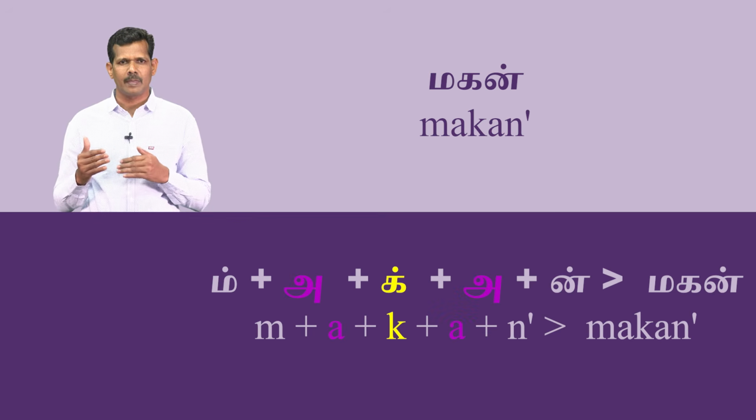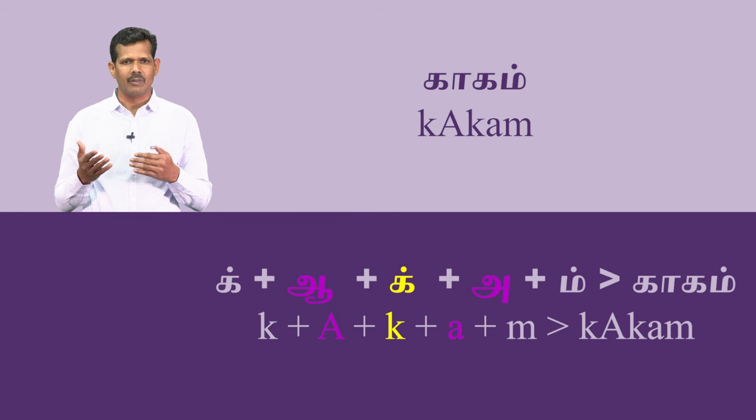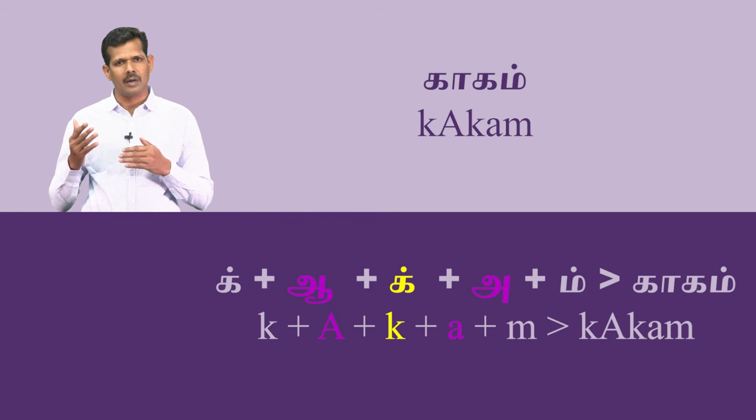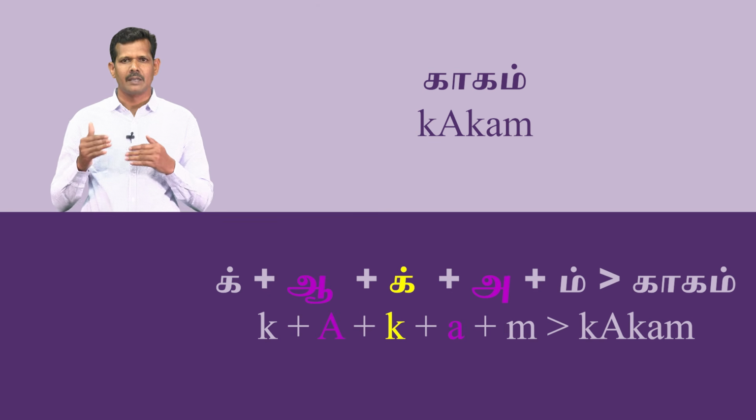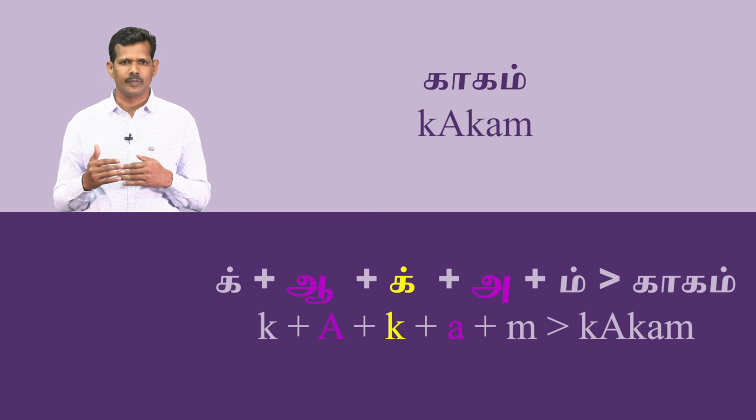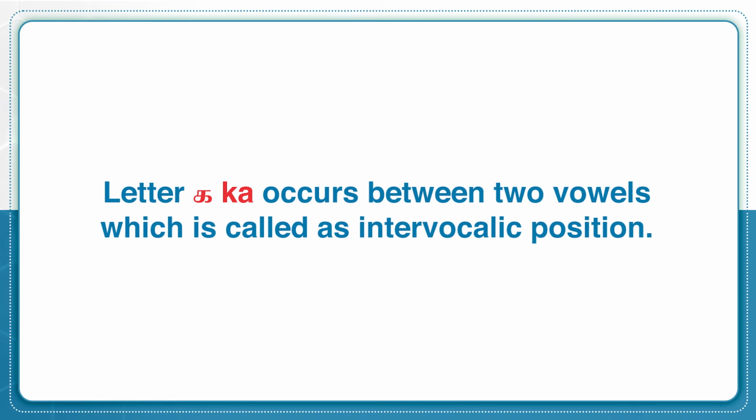The above words are segregated as follows: im plus a, ik plus a, in mahan. Likewise, ik plus a, ik plus a, im, kaham. We segregated the words in order to explain the intervocalic position. Here, letter ka occurs between two vowels, which is called intervocalic position.